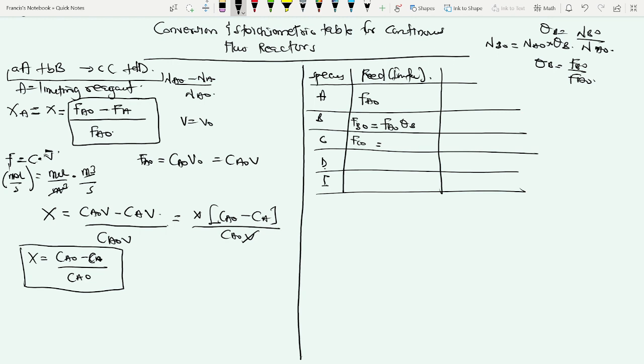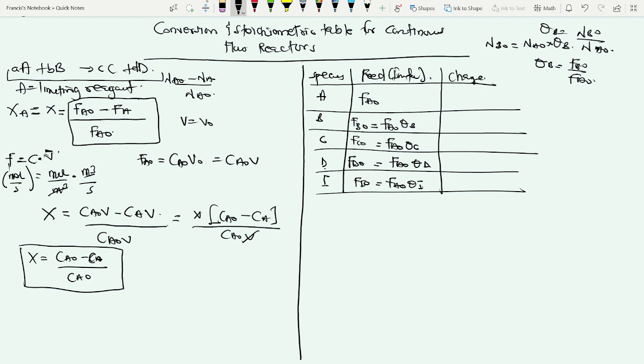So our FC naught becomes FA naught multiplied by theta C, and our FD naught also becomes FA naught multiplied by theta D, and our inert will also be FI naught equal to FA naught theta I. And the next thing is we were looking at the change.